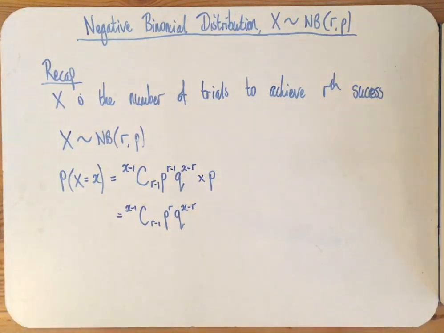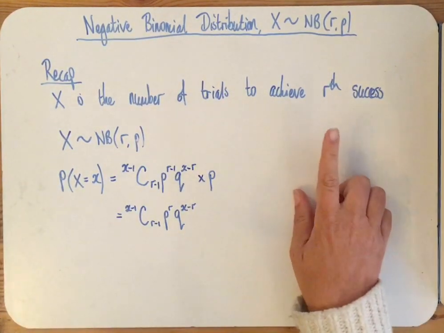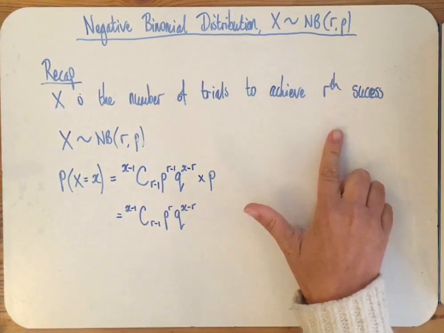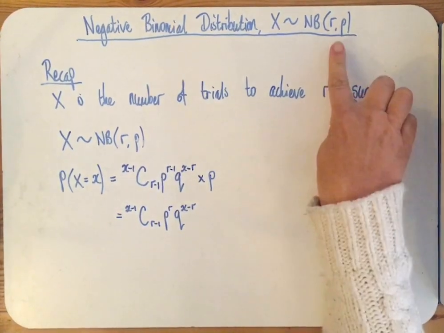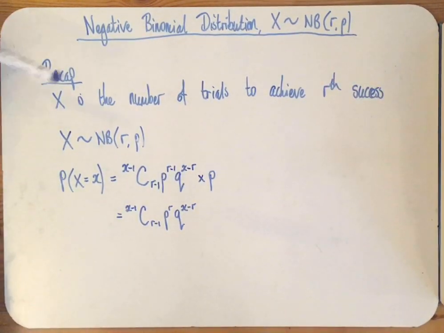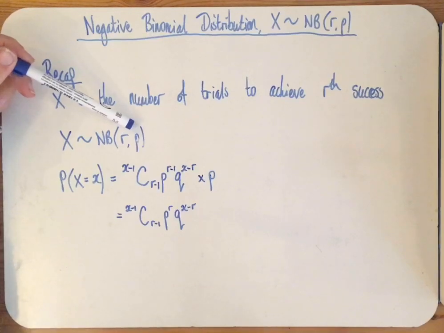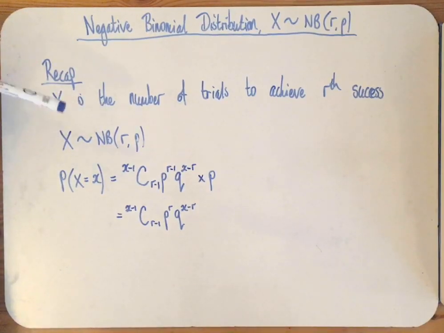Okay, finally, negative binomial distribution. So x is the number of trials to achieve the r-th success. So that's one of your parameters. And that's dependent on the fixed probability of success, p. And the probability x is equal to x, so it takes x trials to get r successes exactly.